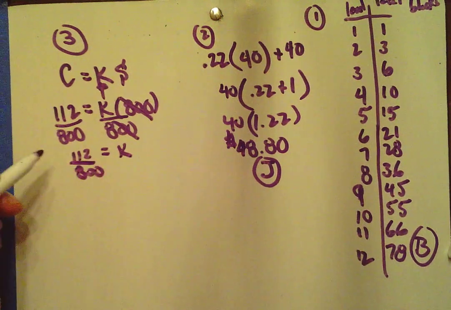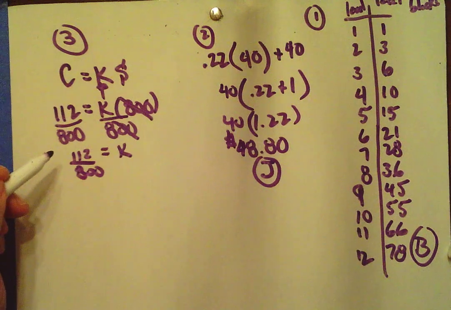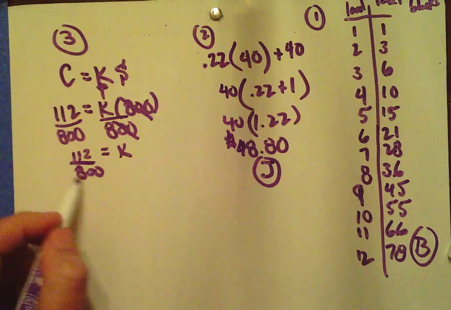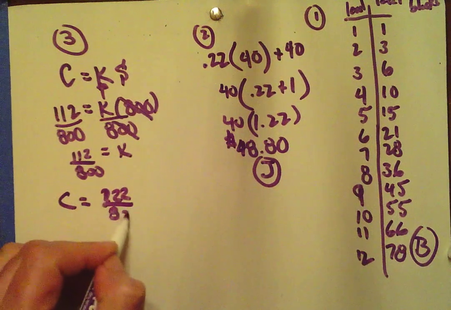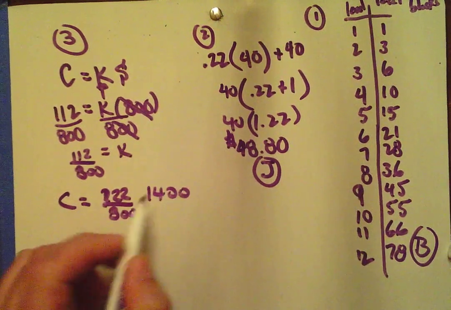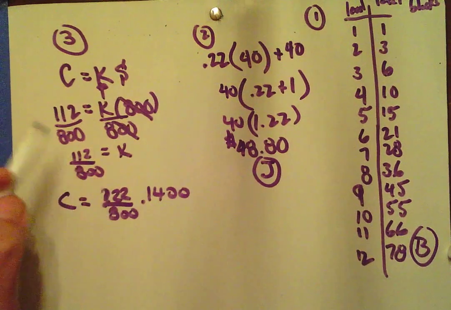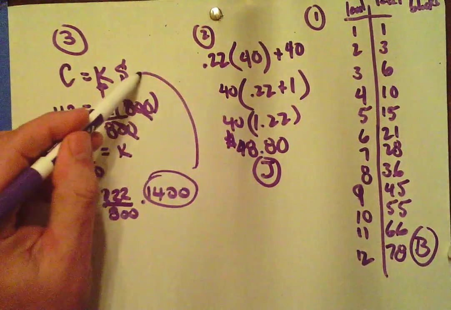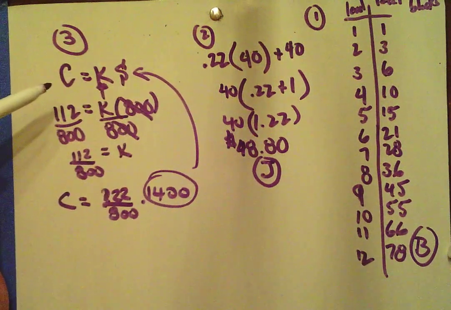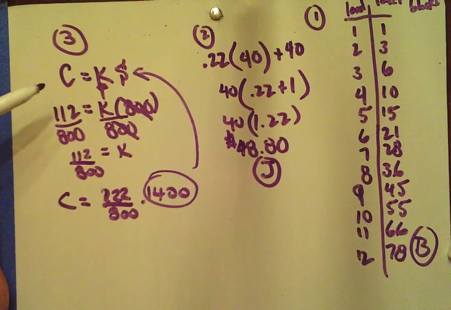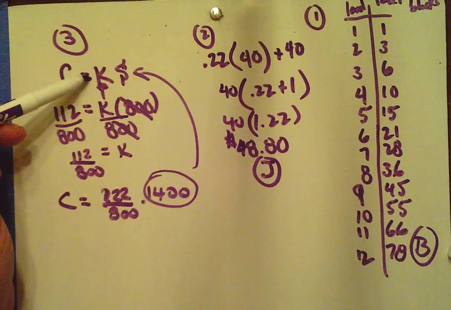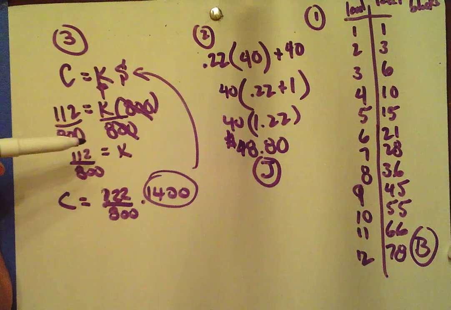I'm not really interested in simplifying this number. I know that it says how much commission you would earn if you had $1,400 in sales. So commission equals 112 over 800 times $1,400 in sales. I'm taking that 1,400 and plugging it back into our direct variation, our direct proportionality statement. And remember, I got that from reading the first sentence: your commission is directly proportional to your sales.